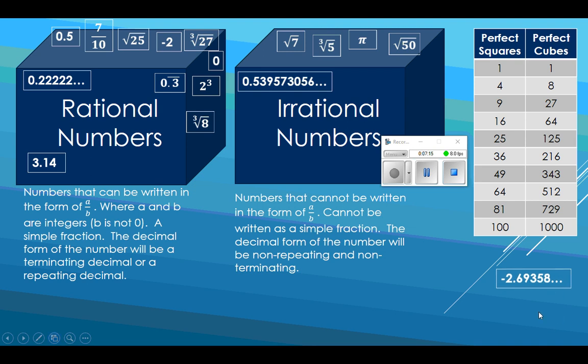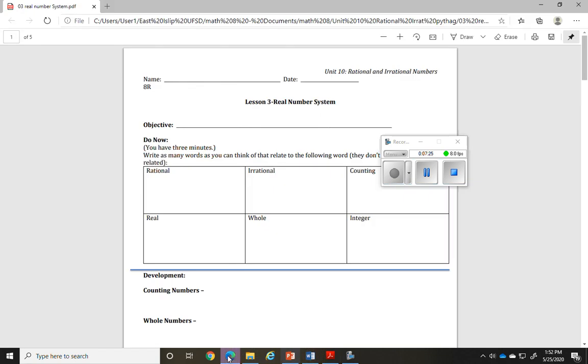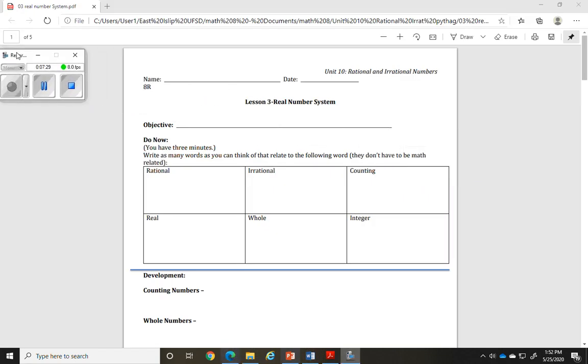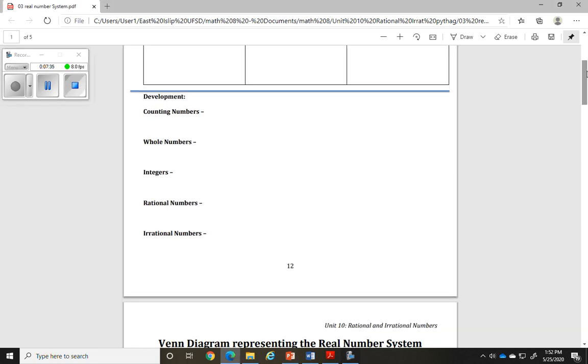-2.69358... Crazy decimal going on forever. That is irrational. So now we're going to go to our lesson. Hopefully you already wrote down the objective, and we don't have to do this now. And we're going to fill in the notes for the counting numbers.